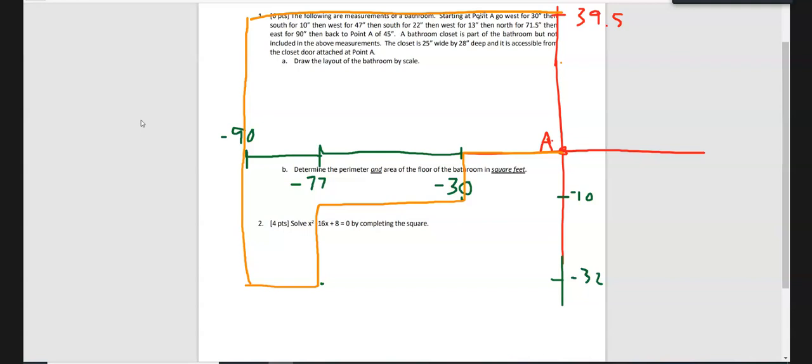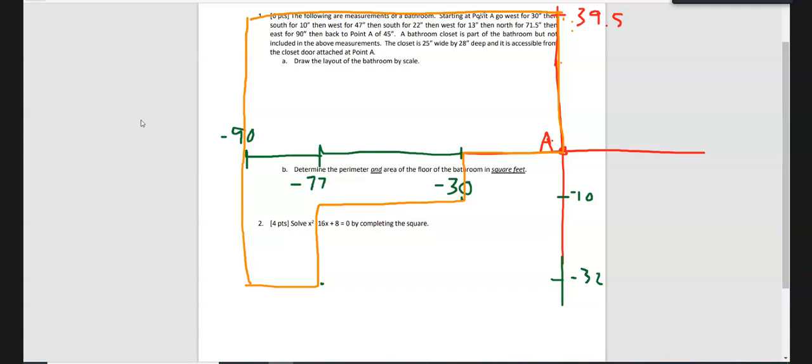Okay. Then back to point A. Then back to point A of 45. Now, why are they saying 45? That doesn't make sense. Let me make sure I did that right.